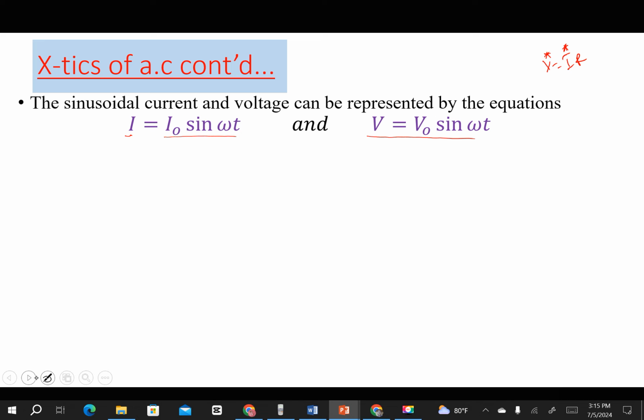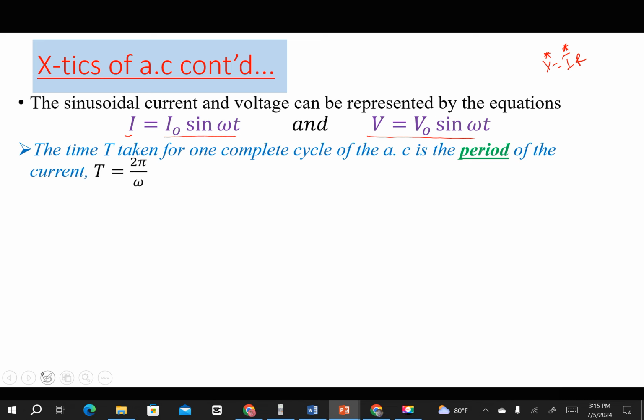I want you to recall from simple harmonic motion and circular motion that the time T taken for one complete cycle of, say, an electron moving back and forth is going to be called the period. That is the time for one complete cycle, in this case since we are dealing with alternating current. We are familiar with the term period from other topics and from AS. And if you recall, from circular motion, the period is given by 2 pi over omega.